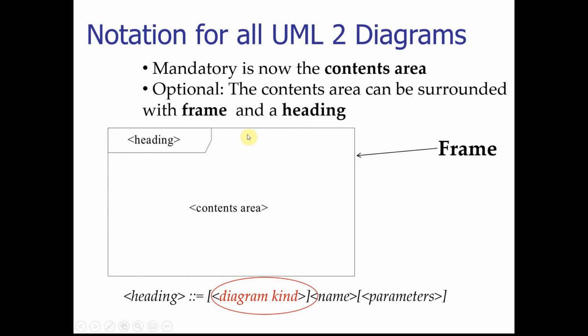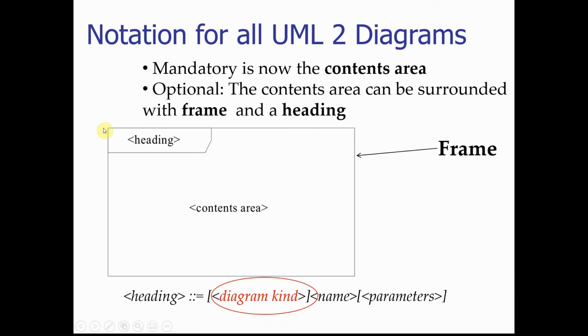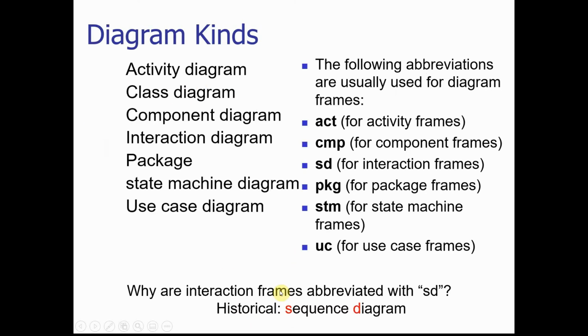Okay, let's see the notation for all UML2 diagrams. The frame is now mandatory, and the frame has a heading. The heading contains the type of diagram, the name, and any parameters included. And here is the diagram kind. This diagram kind is coming from here.